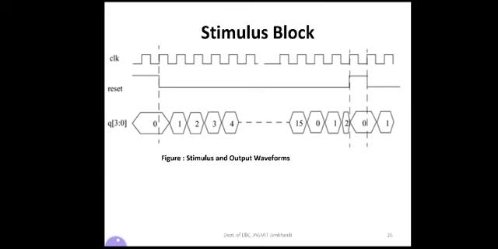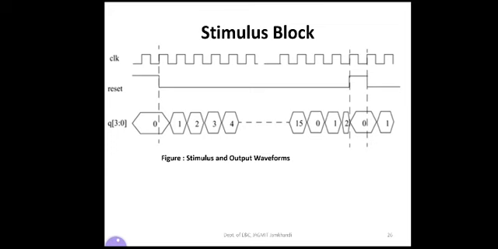So the counter value, as it's a 4-bit ripple carry counter, starts counting from 0 and goes up to 15. Once it reaches 15, it comes back and starts counting from 0 onwards until the reset pin is low. Once the reset pin is again high, it forcibly goes to the value 0. So this is the output of the ripple carry counter.